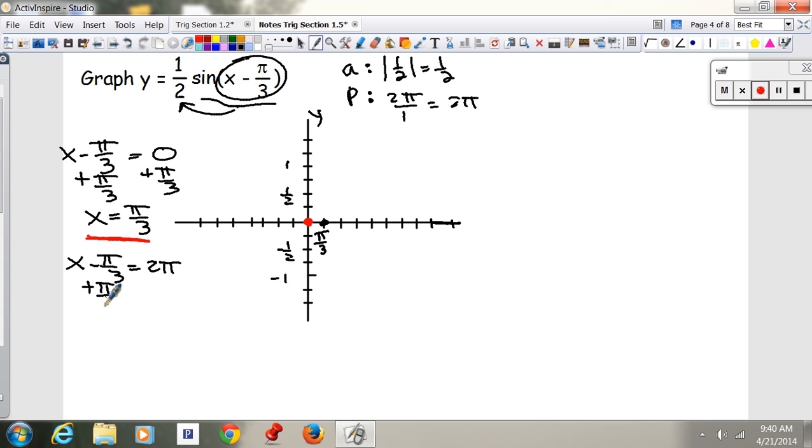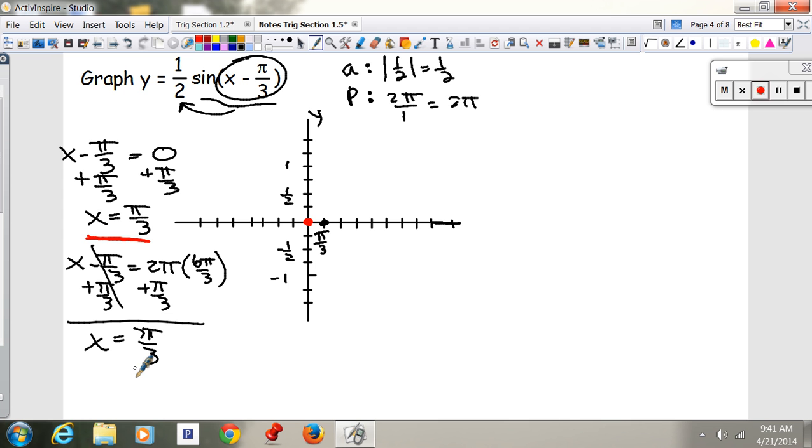So add pi over 3 to both sides. Those cancel out. And what's 2 pi plus pi over 3? Let's change 2 pi to have a common denominator. Let's make it become 6 pi over 3. Is that the same as 2 pi? Yeah. So what is 6 pi over 3 plus 1 pi over 3? 7 pi over 3.